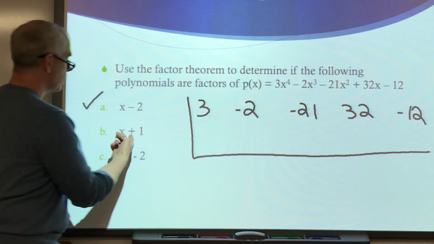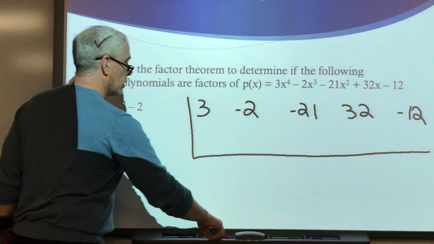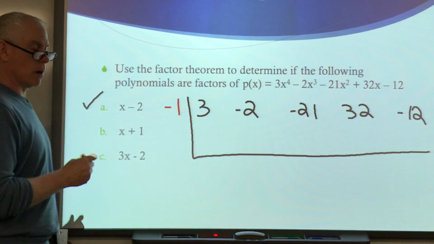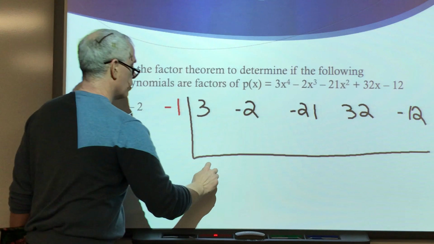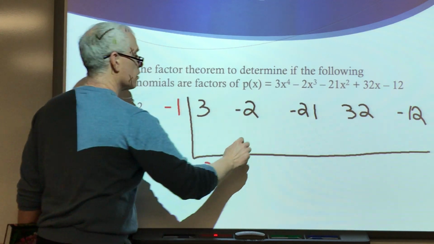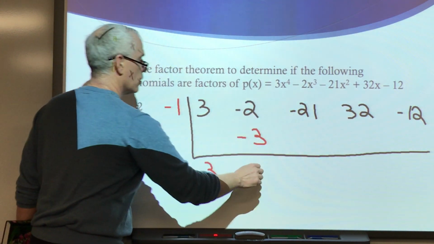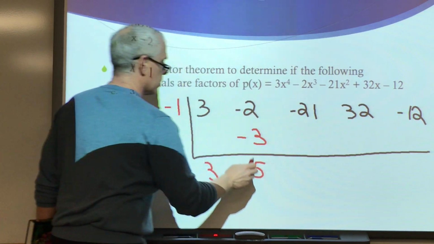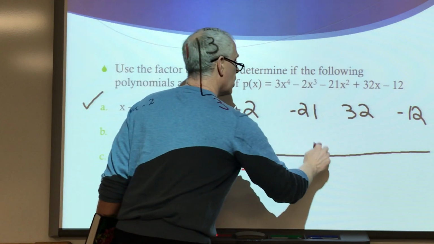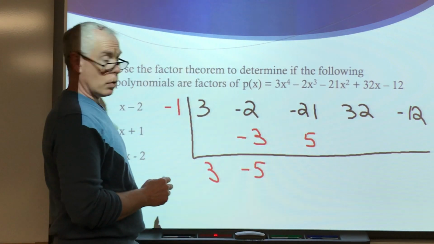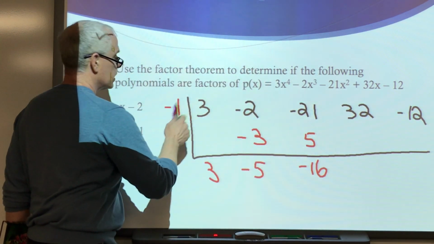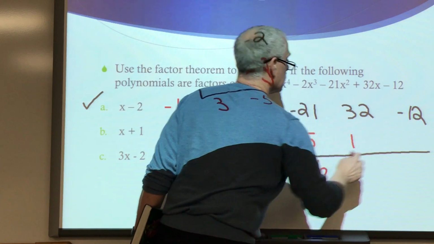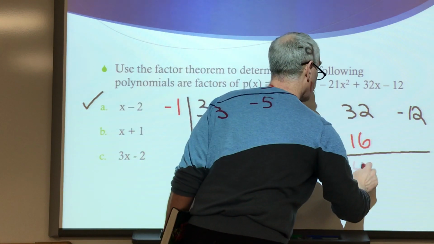Okay, this time I'm dividing by x plus 1, so I'm going to put a negative 1 out in front because that's what makes that 0. Okay, bring down the 3. 3 times negative 1 is negative 3. Add those up and I get negative 5. Negative 5 times negative 1 is 5. Negative 21 plus 5 is negative 16. Negative 16 times negative 1 is 16. 16 plus 32 is 48.